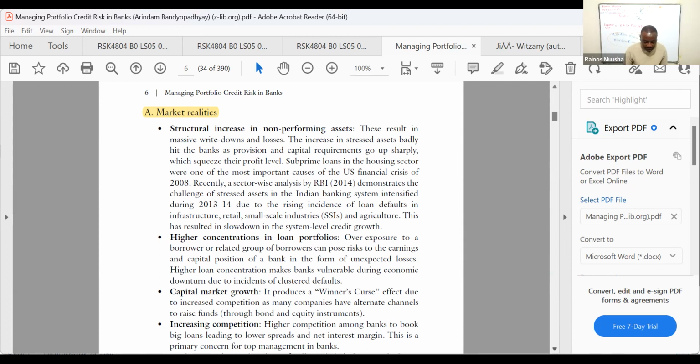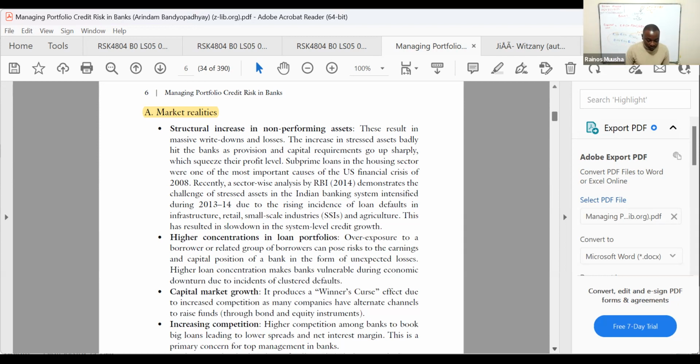And recently, a sector-wise analysis demonstrates the challenge of stressed assets in the Indian banking system intensified during 2013 and 2014 due to the rising incidence of loan defaults in the infrastructure, retail, small-scale industries, and agriculture. So this has resulted in a slowdown in the system-level credit growth as well.